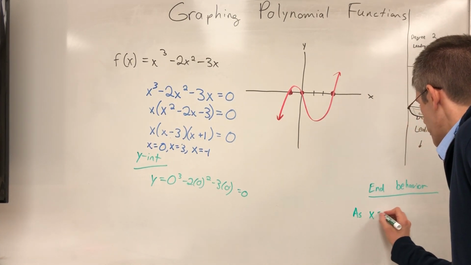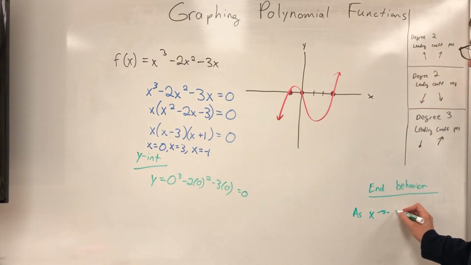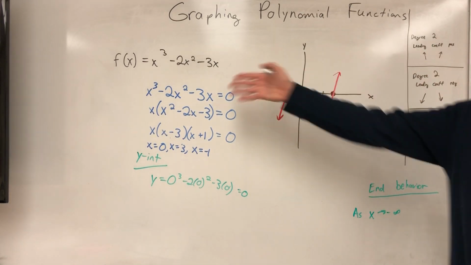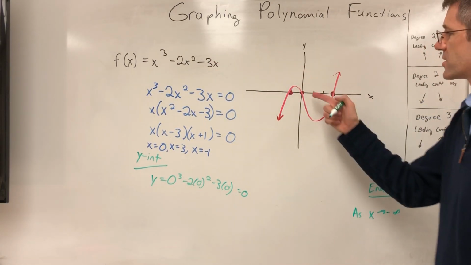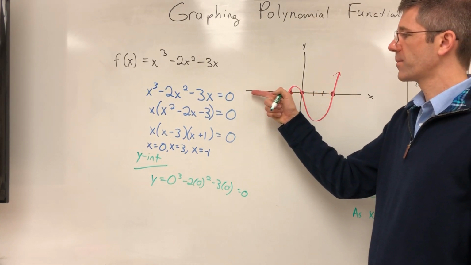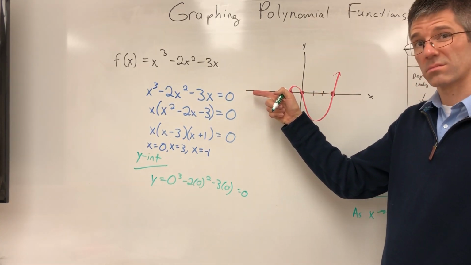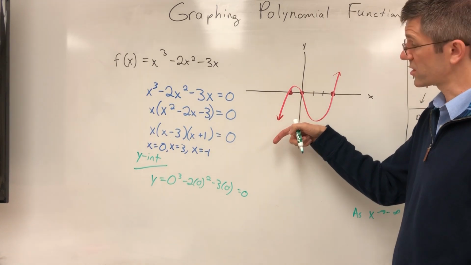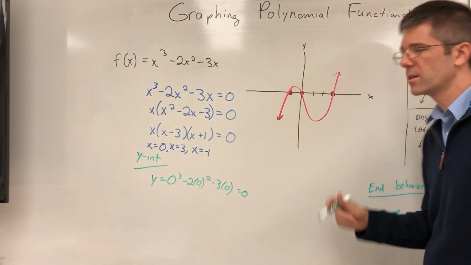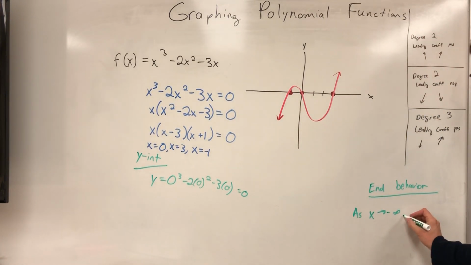As x approaches negative infinity, we'll just always start by going to the left. It's just a good habit. As x approaches negative infinity, does my graph go up or down? Well, down. If it's going down, it's going towards negative infinity. For now. Then y approaches negative infinity.